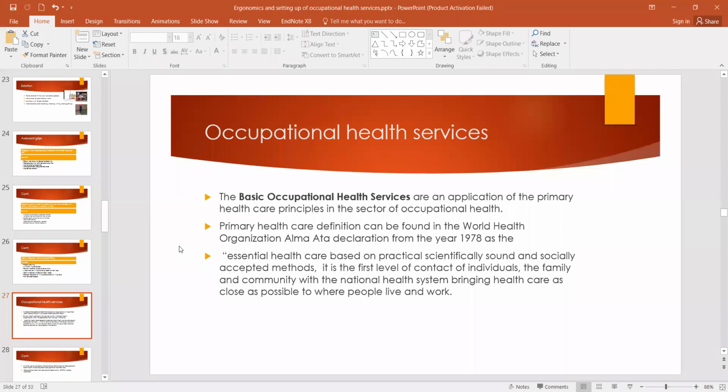Now it comes to the occupational health services. The basic occupational health services are an application of the primary healthcare principle in the sector of occupational health. Primary healthcare definition can be found in the World Health Organization Alma Ata Declaration from the year 1978 as essential healthcare based on practical, scientifically sound and socially accepted methods. It is the first level of contact of the individual, the family and community with the national health system, bringing healthcare as close as possible to where people live and work.